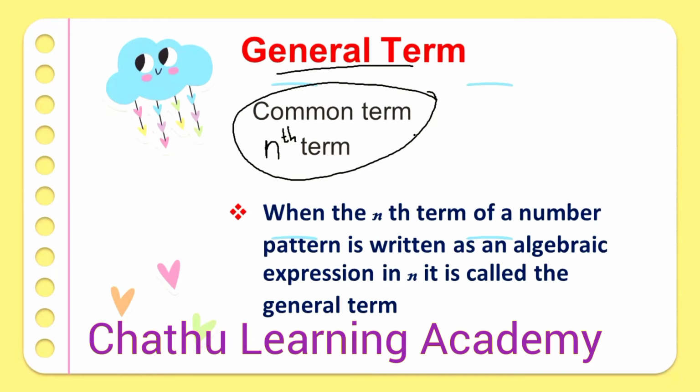Now we will see what is the meaning of this word general term. If we consider this type of number pattern 2, 4, 6, 8, if we want to find the nth term, n may be any term of this number pattern, then here we can obtain a common expression for finding this value. It means the value for the nth term. Here we are obtaining a common algebraic expression for this nth term.